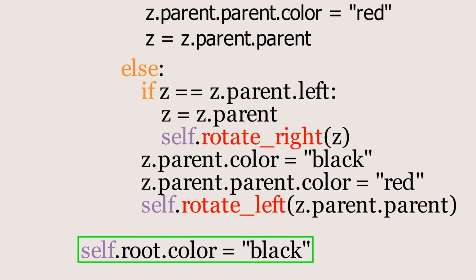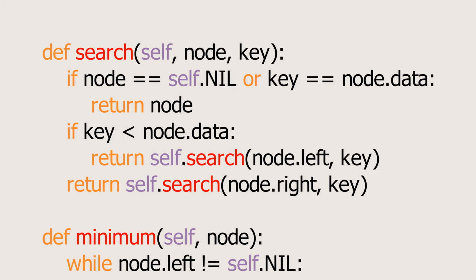Lastly, after all the adjustments, we ensure that the root of the tree is always colored black, as required by the red-black tree properties. Now, before moving on to the delete operation, there are a few helper functions we need to review.